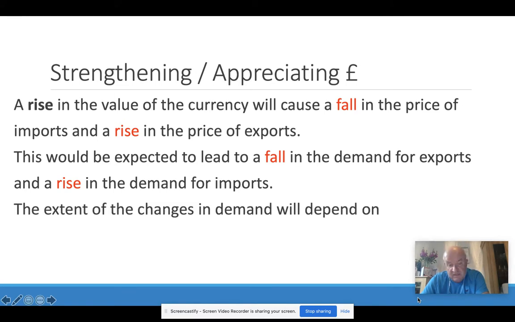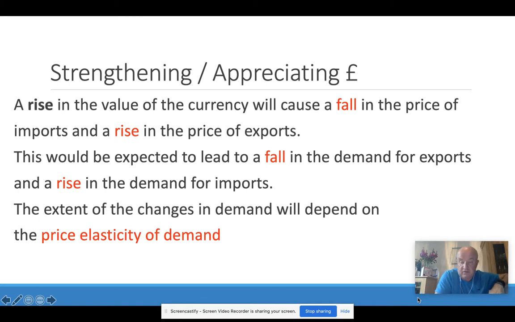Okay. However, the extent to which that change in demand is going to happen is going to depend on the price elasticity of demand. So if we've got goods that are elastic in demand, then that's going to have a fundamental impact. But if we've got inelastic demand, so demand doesn't change depending on the price change, that clearly is not going to have a huge impact with those changes.